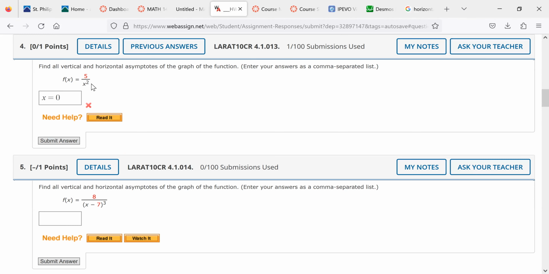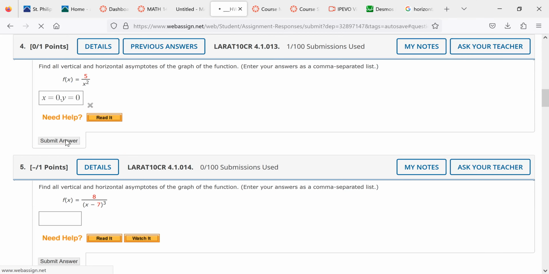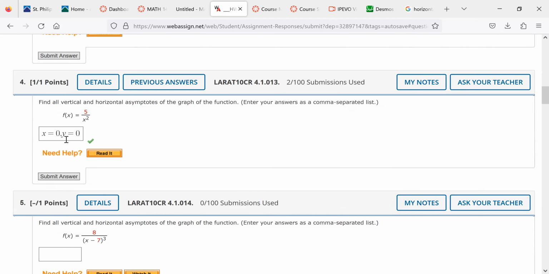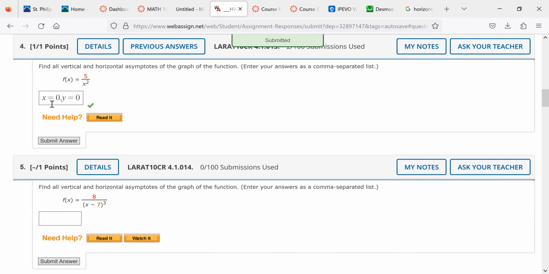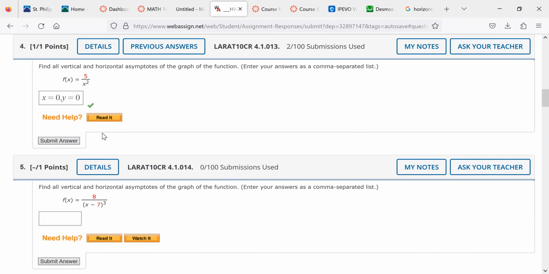So right here, the degree of the bottom is bigger. So you would say y equal to 0. So vertical and horizontal. The degree of the top is 0, the degree of the bottom is 2, because there's no x on top. Are there any questions on number 4?